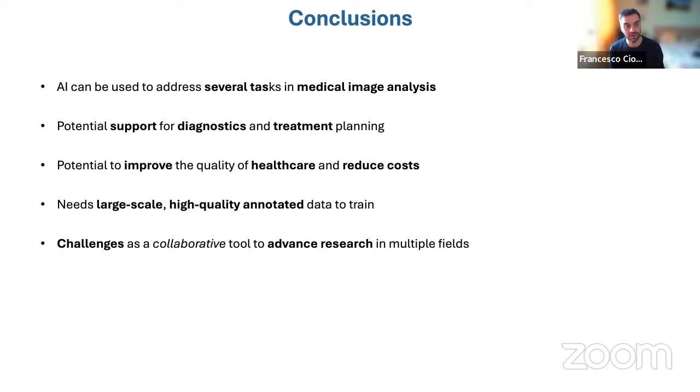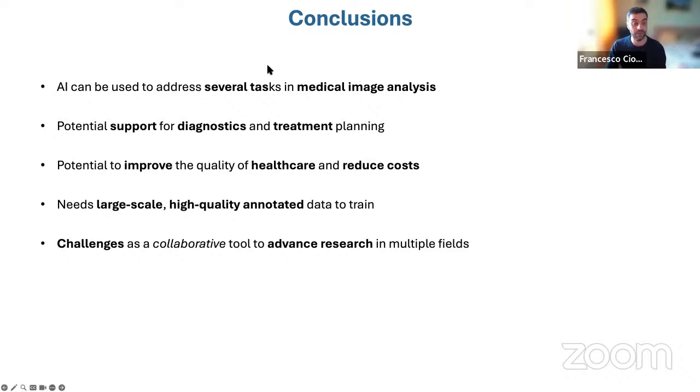these few points. I hope I convinced you or showed some evidence that AI can be used to address several tasks in medical image analysis. It can potentially support diagnostic and treatment planning and improve, ideally, the quality of healthcare and reduce cost. To do it, we need large-scale, high-quality, annotated data to train, if we don't get into the realm of self-supervision. But if you want to stick to supervised learning, you need high-quality data anyway. The annotations we can talk about, but typically they are still needed.